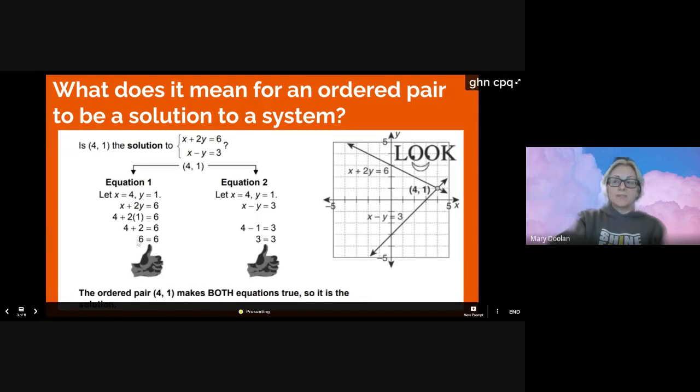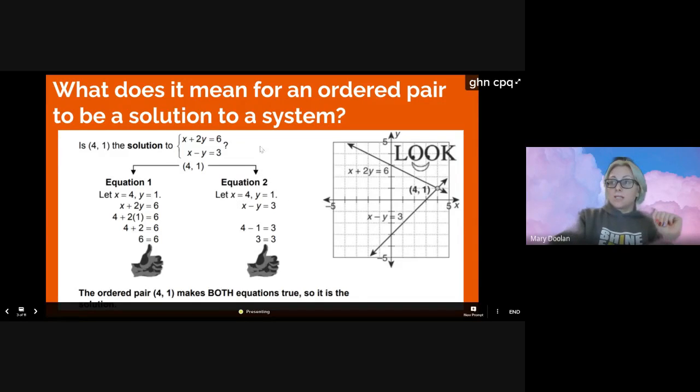If I end up with something like 3 equals 1, that's nonsense. And then it fails. Okay, you have to end up with something true. 4 equals 4, 6 equals 6, 100 equals 100. You have to end up with a true statement for it to work. Okay, but it's not enough that it makes one equation true because we're talking about a system of equations. These are buddies. Okay, we have to come over here and make sure it makes this one true as well.